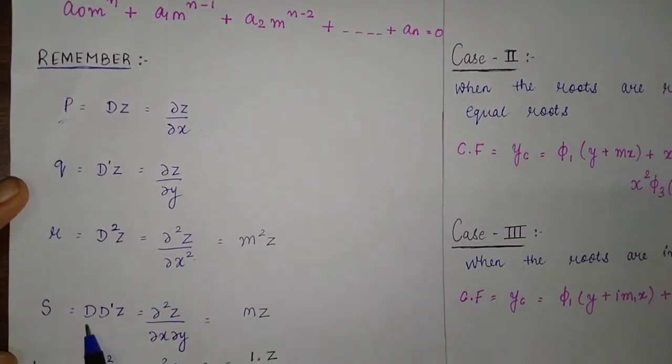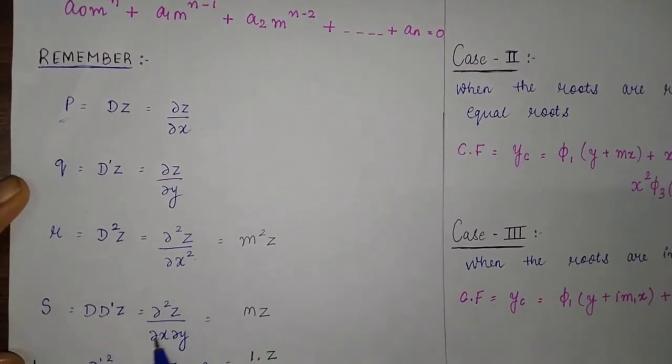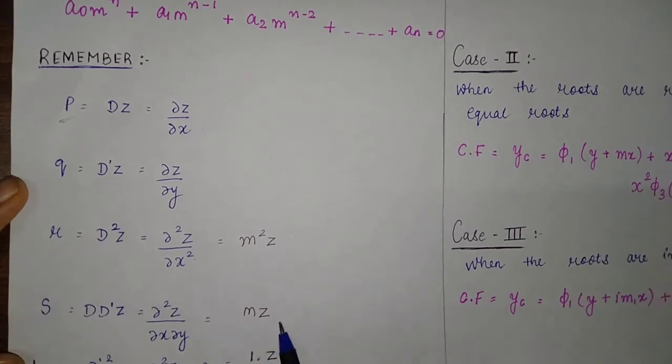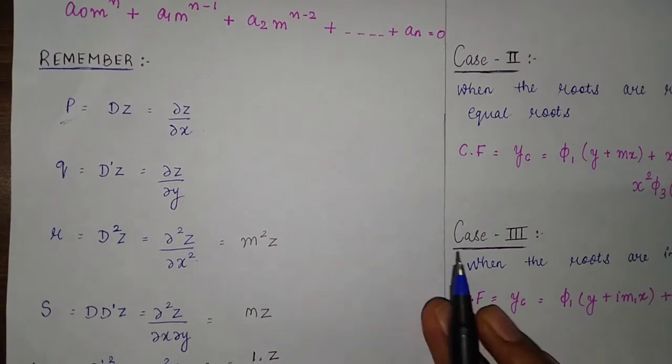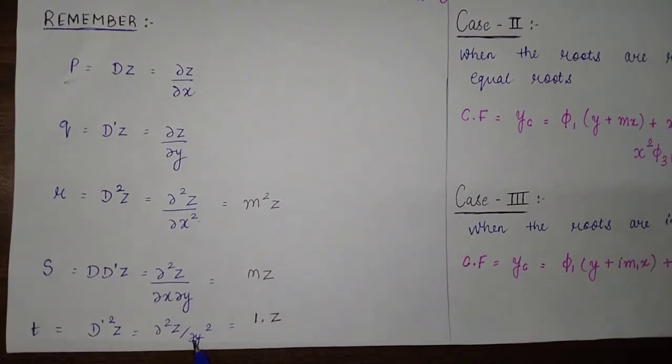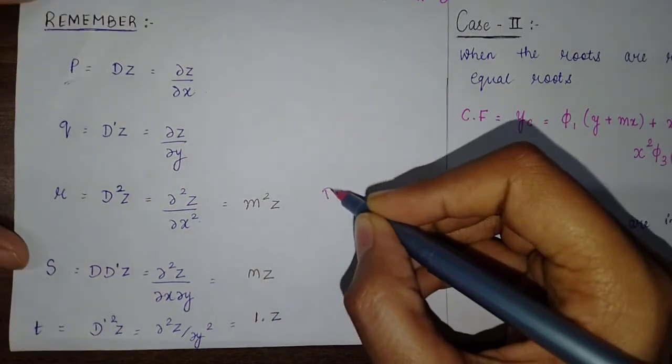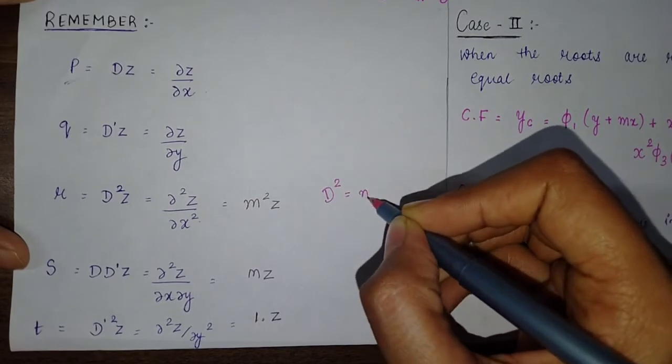Then d dash z is given by del square z by del x del y, but d dash is equal to m. And d dash square z is equal to del square z by del y square, and that is equal to 1 into z. So you have to remember that the value of d square is equal to m square.